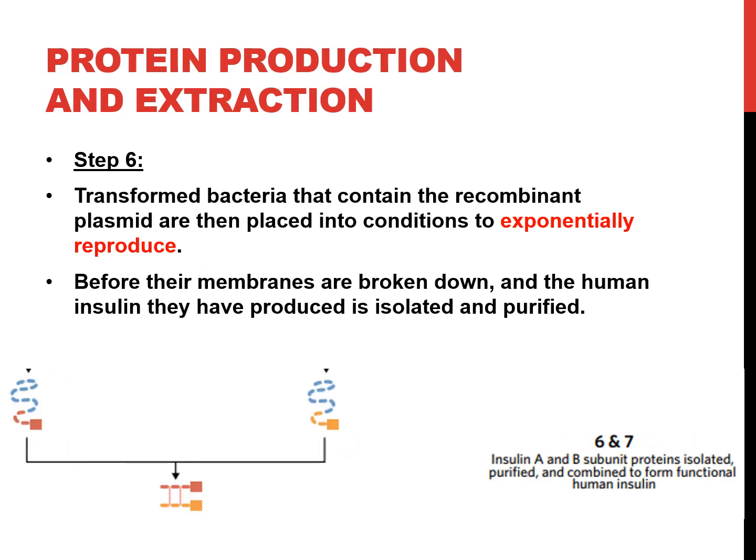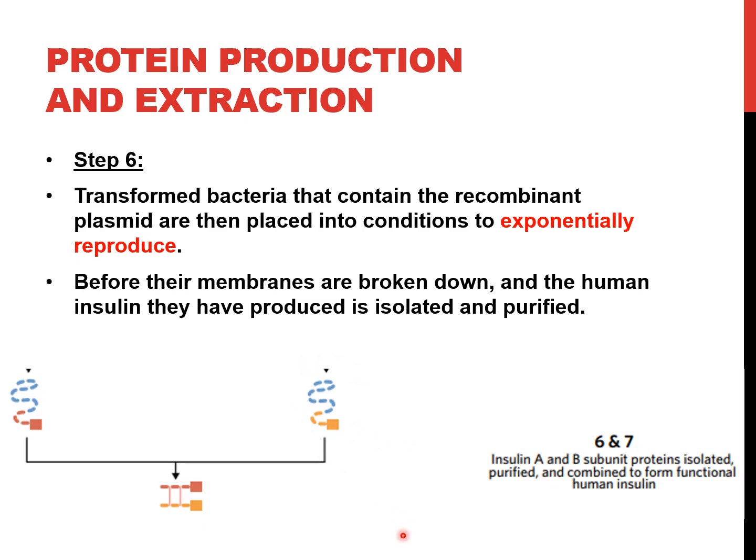All right, transformed bacteria that contain the recombinant plasmids are then placed into conditions to exponentially reproduce. So we know they're going to reproduce exponentially, which means very, very quickly. All right, 2, 4, 8, 16, 32, 64, etc. every 20 minutes roughly. All right, so after your 8 hours, you're going to have millions of them, and they're going to be producing millions of our protein chains that we have.